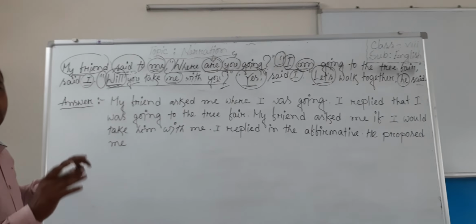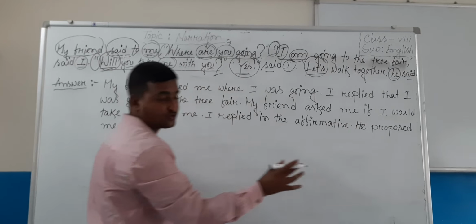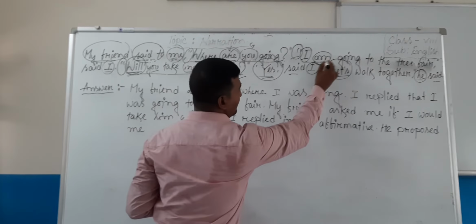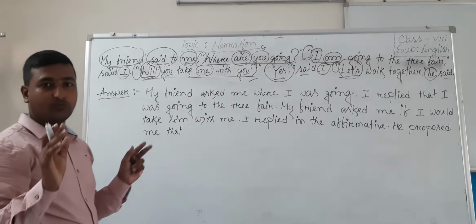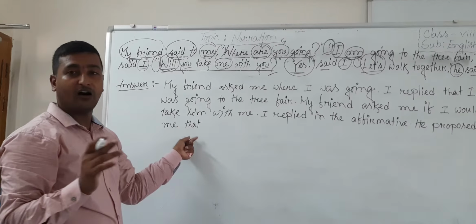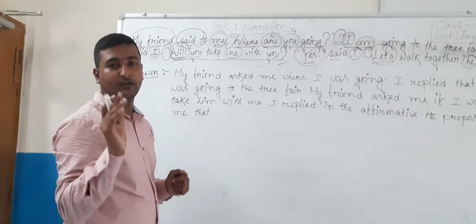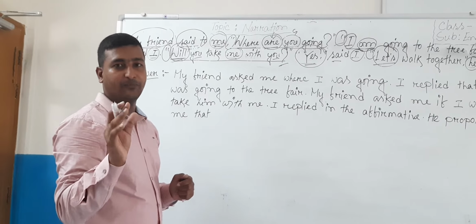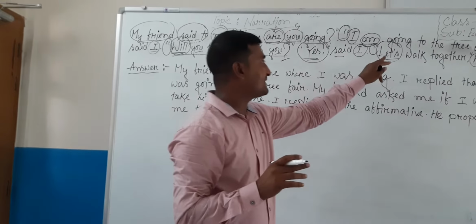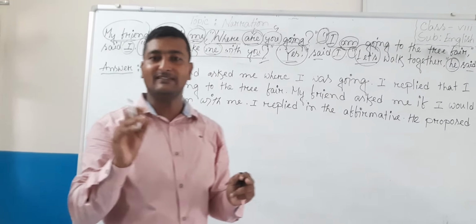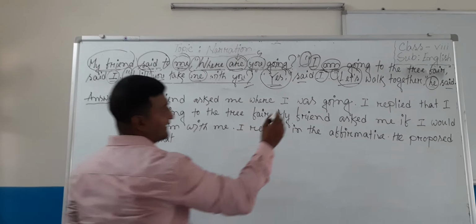He proposed me. And if we use proposed, we have to use the conjunction that. After the conjunction, we have to use subject and verb, because it will be changed into an assertive sentence. There is an imperative sentence, but we have to change it into an assertive sentence. Here the subject is let us.